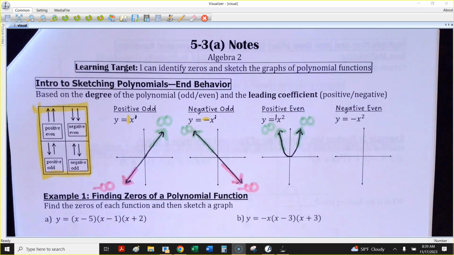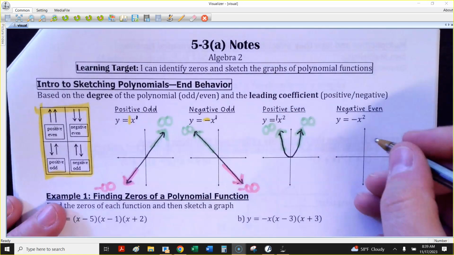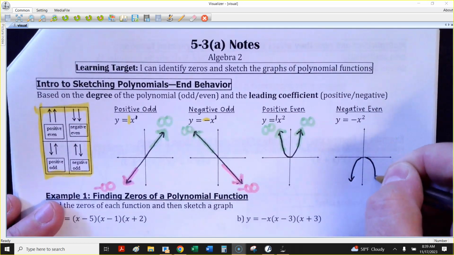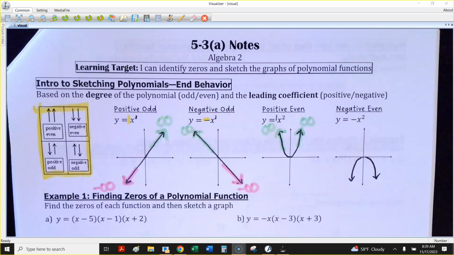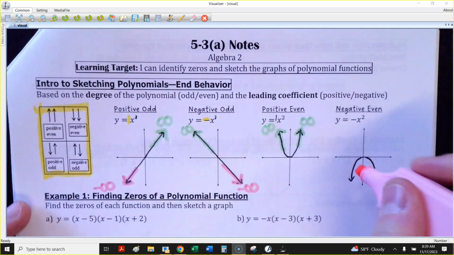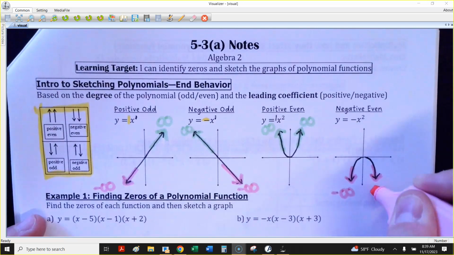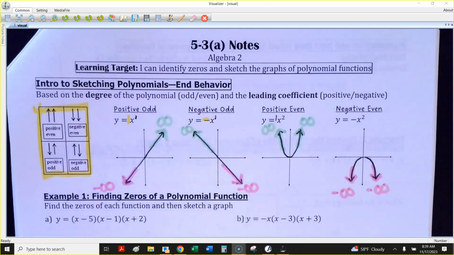If we throw a negative in front of that, that flips the graph over, so just negative x squared, and in general, that looks like this. The vertex would be at the origin, but both ends of that go down. So both left side and right side go to negative infinity. So the odd ones are always tricky. The odd ones go opposite directions. The even ones go the same direction.